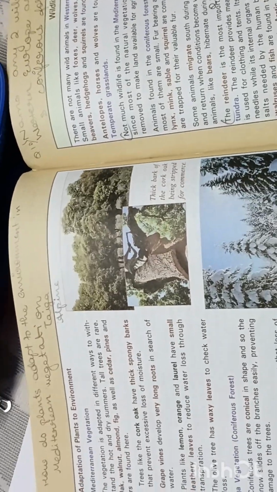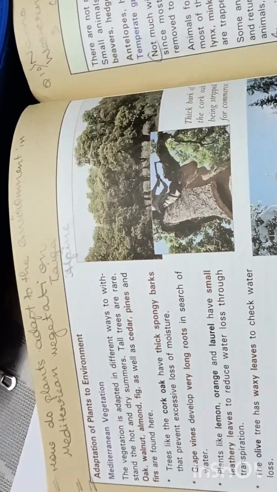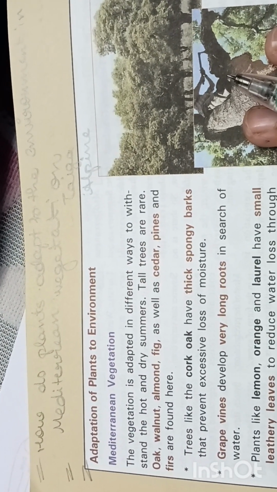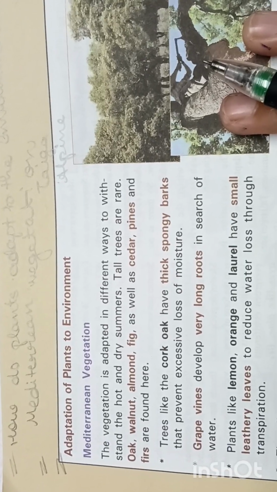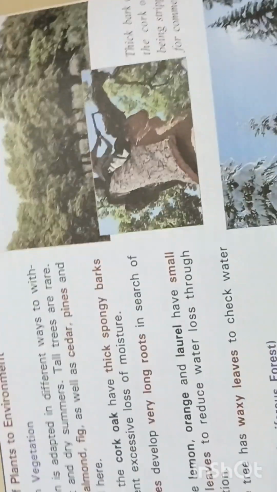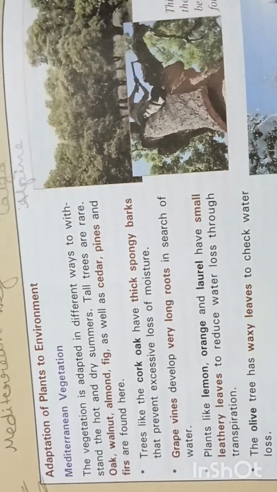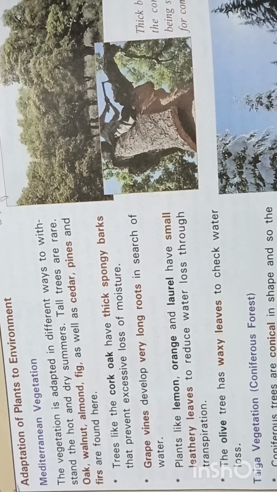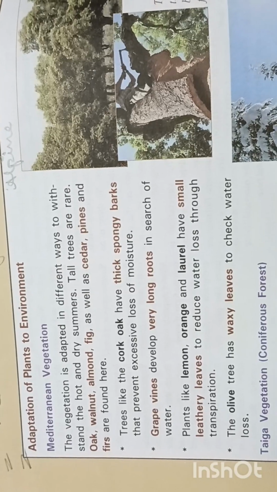Now come to adaptation of plants to environment. First is Mediterranean vegetation. The vegetation is adapted in different ways to withstand the hot and dry summers. Hot and dry summers would completely end up the vegetation. That is why the vegetation is adapted in different ways.